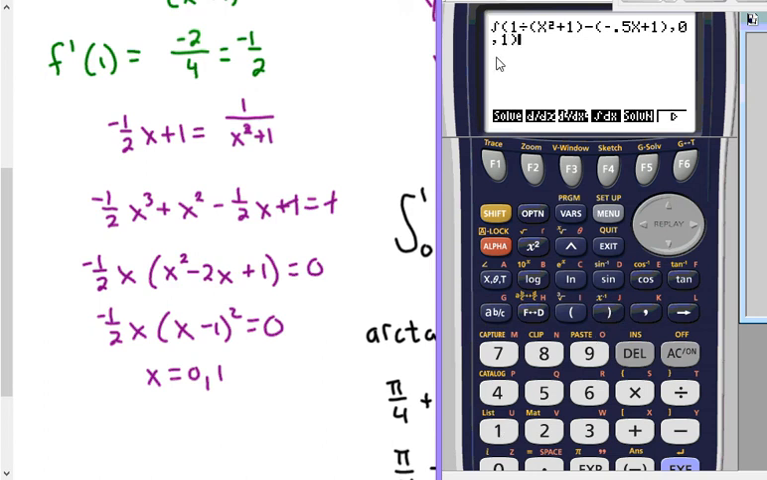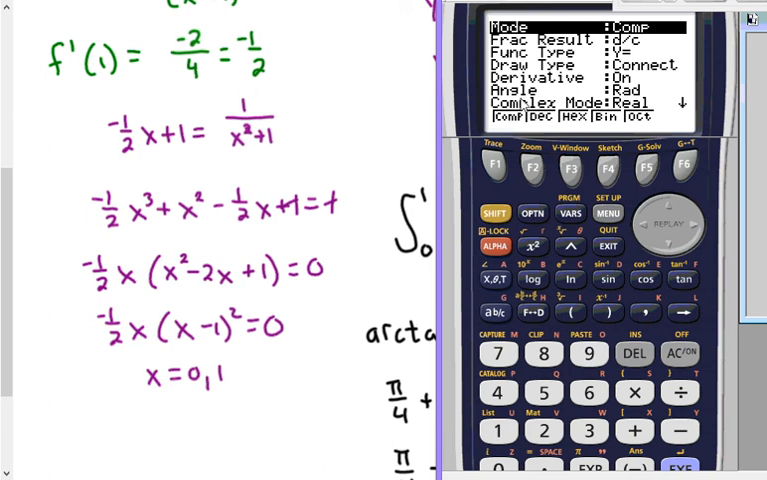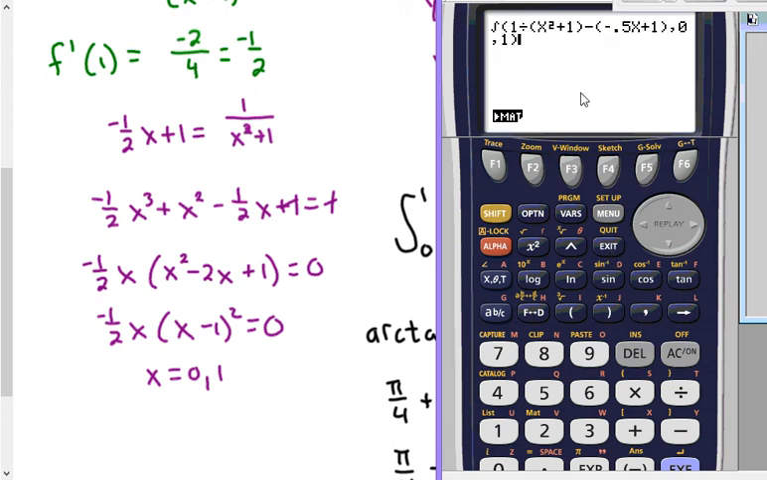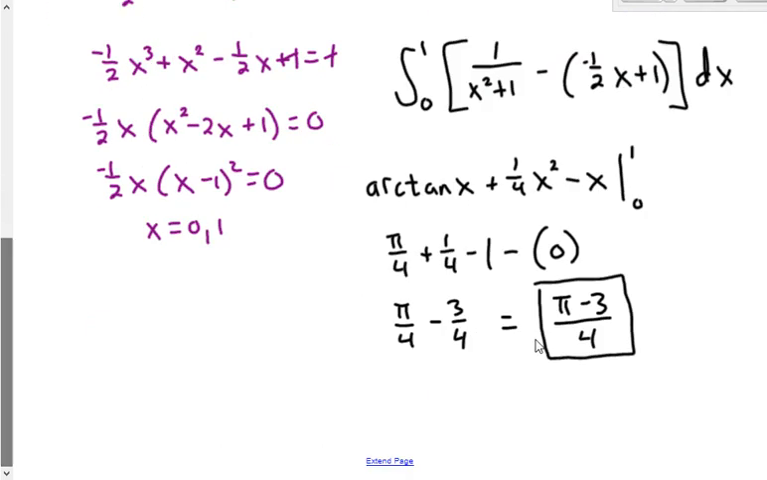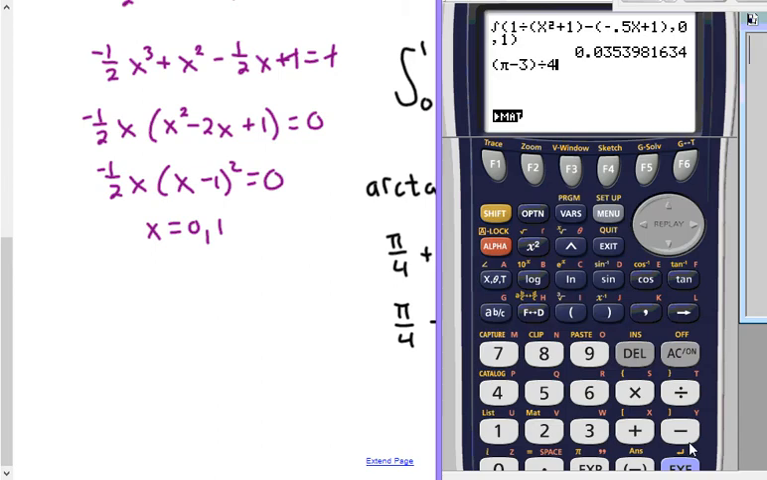And I know my calculator's in radian mode. I should have checked a long time ago. If I go to setup, it's in radian. That's what we want to be in. So if I hit execute, I get 0.0353. Let's compare that to pi minus 3 divided by 4, which is what we got for the exact answer. Hit execute, guess what? That, my friends, is deja vu all over again.